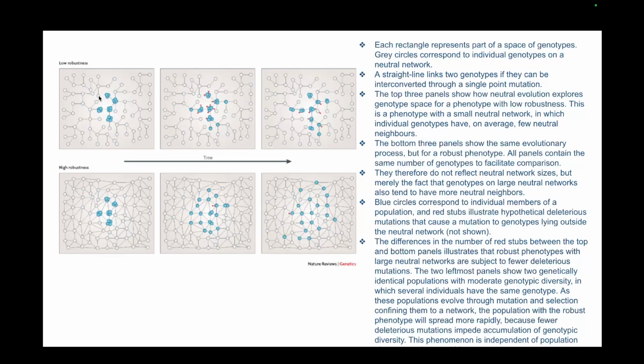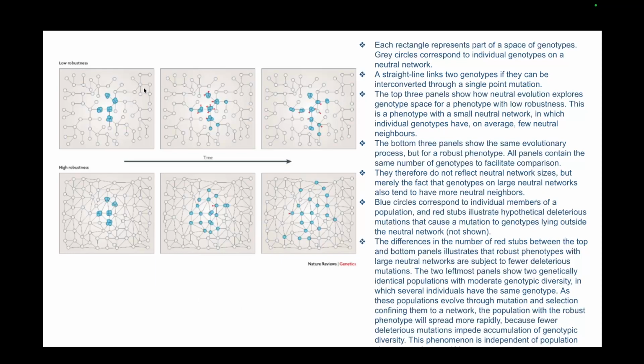But in this case, moving from this point to this point is much more difficult than in the lower panel, because they are more connected. So if a particular biological system has higher robustness, it is very plausible that the neutral network of the genotype phenotype maps will be much more connected.